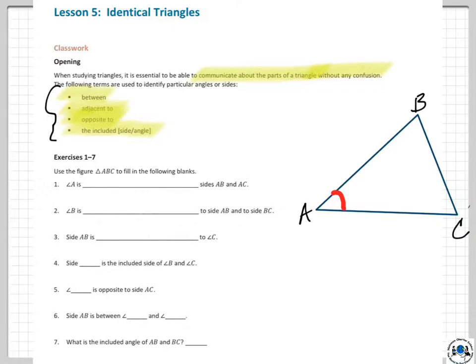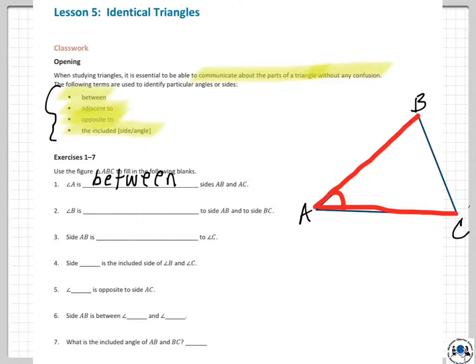So angle A is blank sides AB and AC. And here are these sides, AB and AC. The answer to that would be between. Okay, makes sense. It's sitting right between. It sits between. Now angle B.